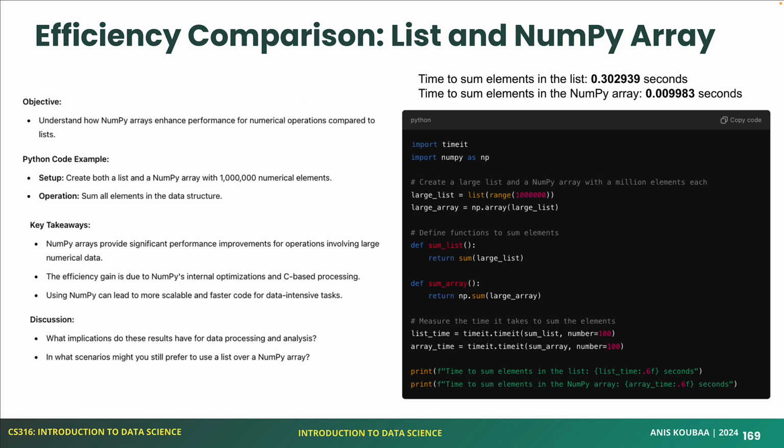So this is another comparison between list and NumPy arrays. Of course, the NumPy array is a more complex data structure, and a very big part of this course is going to rely on NumPy arrays. And here we create a script to sum the elements. We create a list of 1 million elements, and then we convert this list into a NumPy array. And we create two functions, one to sum the elements of the list and another one to sum the elements of the NumPy array. And finally, we can see that it takes much longer to find the sum of a list as compared to a NumPy array.